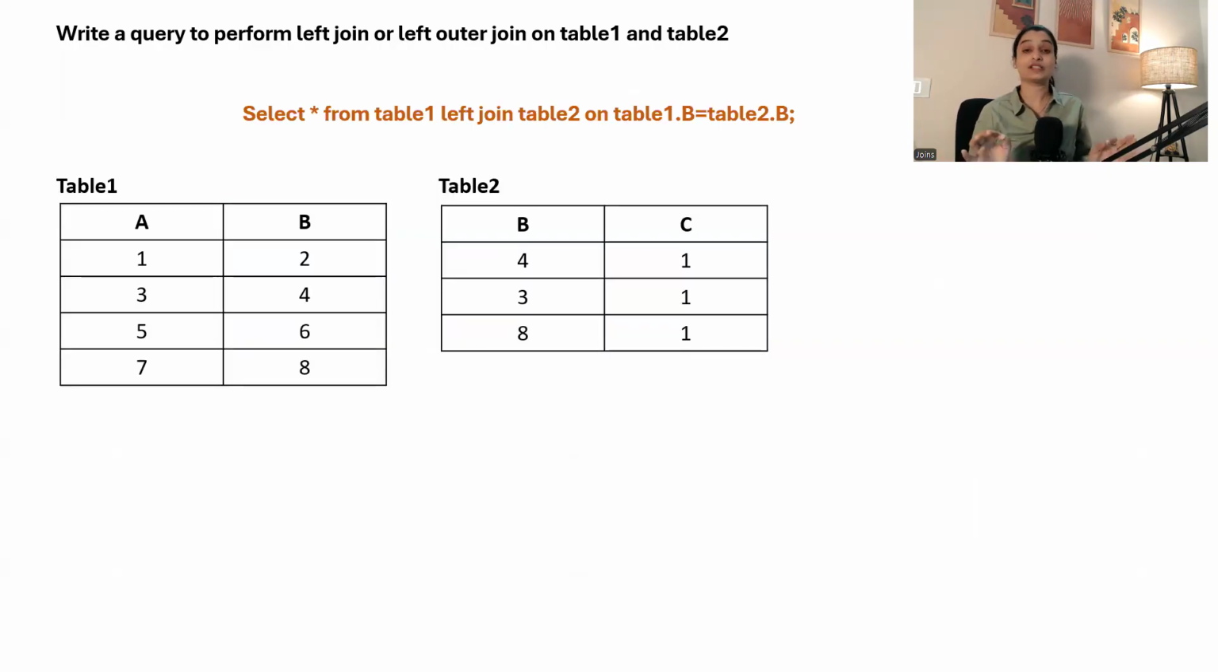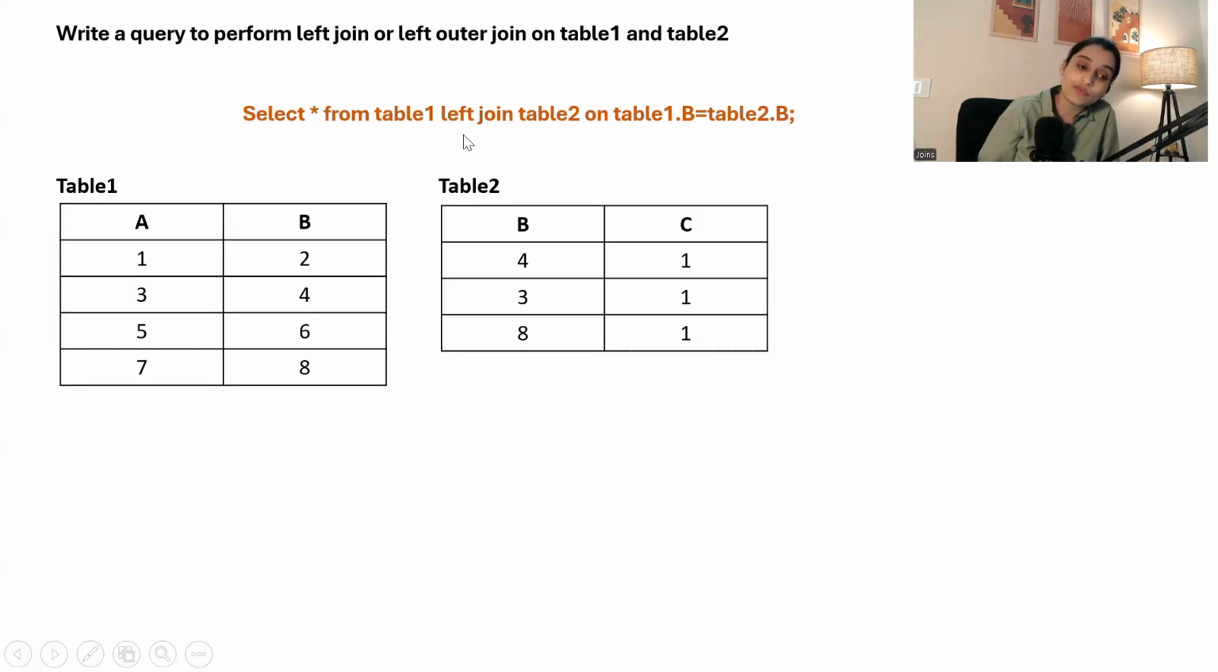This is the query, the syntax of writing a left join. Select all the columns from the two tables, table 1 and table 2. So we have to join table 1 and table 2 and get all the columns. But to perform joins, we need a condition on common columns. Here the common column we have used is B. So table 1 dot B must be equal to table 2 dot B. Same matching records it will return. It will check this complete column: is 2 matching with 4, is 2 matching with 3. It will return matching records.